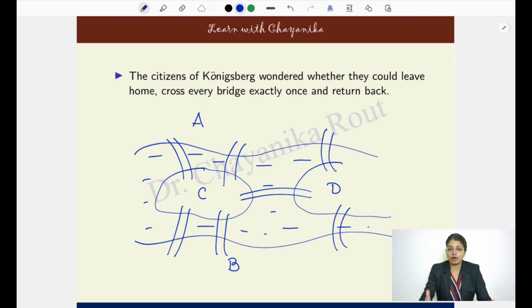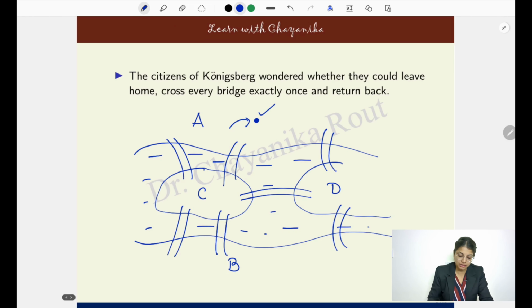Now, what was the problem? The problem was basically that the citizens of Konigsberg thought, is it possible for someone to start a journey from some point and return back to that point after traversing every bridge exactly once? So there are 2 criteria to be satisfied: you have to start your journey from a certain point, you have to return back to that point, and you have to travel every bridge but only once. So will it be possible or not? That is what is termed as the Konigsberg bridge problem.